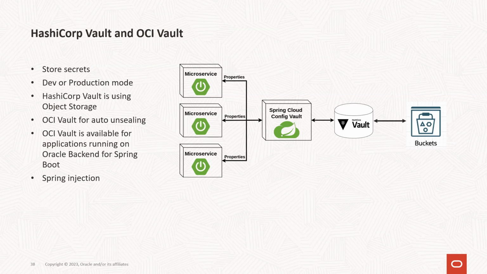We are using OCI Vault for what we call auto unsealing. Auto unsealing means that when you fire up the vault, normally you get 5 keys, and those 5 keys need to be stored secretly somewhere, with 5 different people and all those kinds of things. To simplify that, we're using an OCI vault to auto unseal the HashiCorp vault.